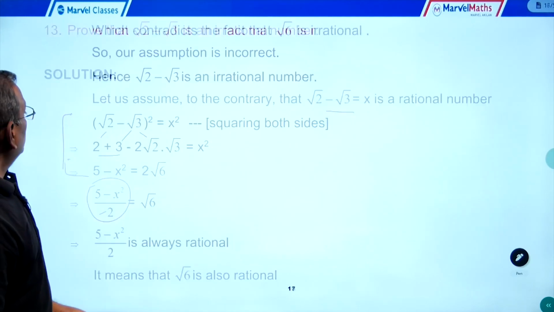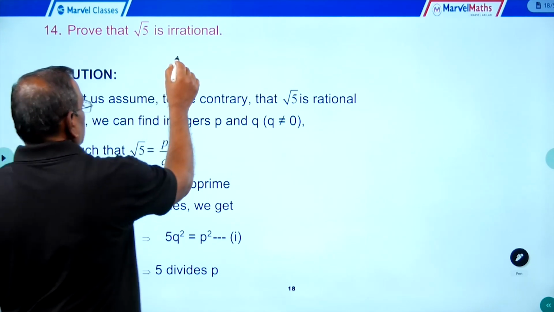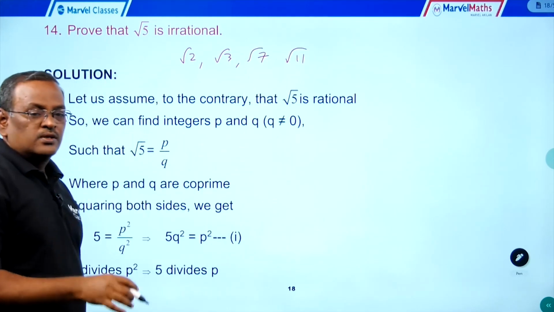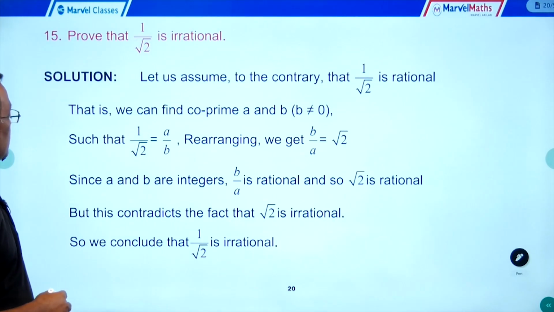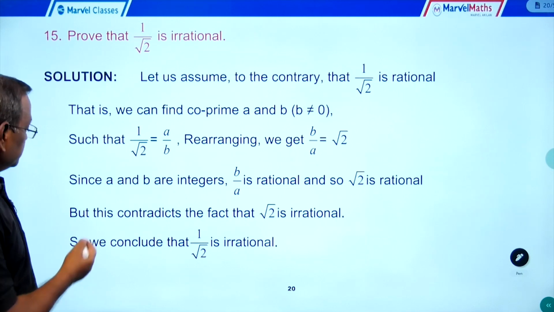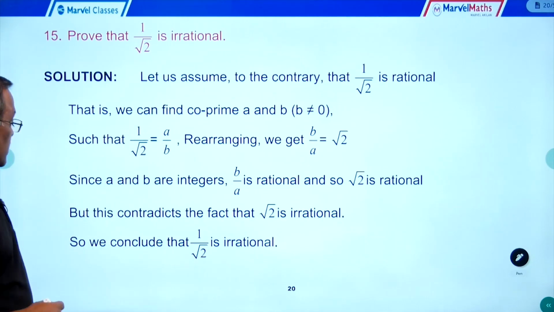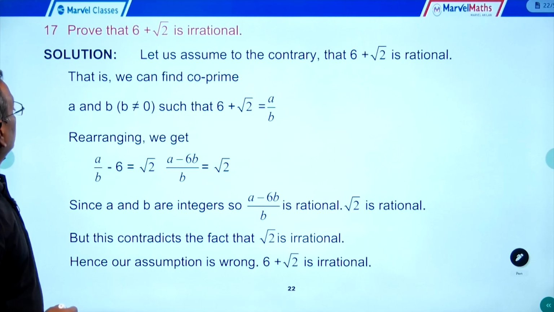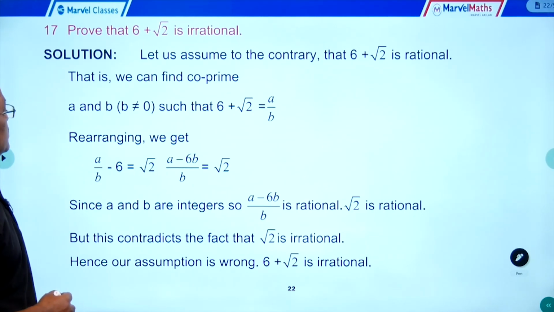Next model question, prove that root 5 is irrational. It's a basic question, and practice these questions also: root 2, root 3, root 7, root 11, similar questions. The proof is standard for all these numbers. Next model question, 1 by root 2 is an irrational number. Same method: 1 by root 2 equals a by b, the assumption is the same, and apply the method of contradiction. This is also the same, 7 root 5 is an irrational number.